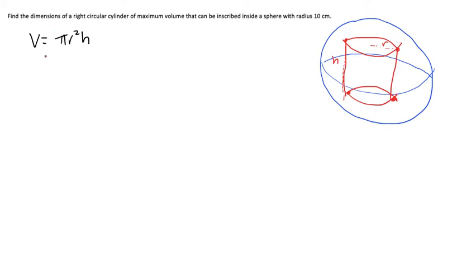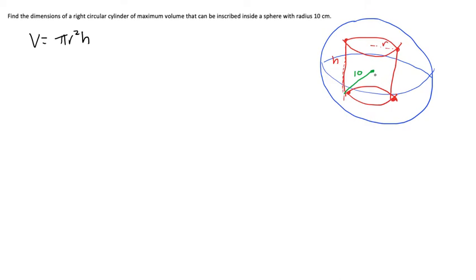Well, we can take the derivative of this, but there are two variables here, which is no good. So we have to somehow get r and h related to each other. What is the relationship between r and h? That's where the sphere comes into play. Let's say we're right at the center and we go here. Then we know that this is 10, because that is the radius of the sphere.